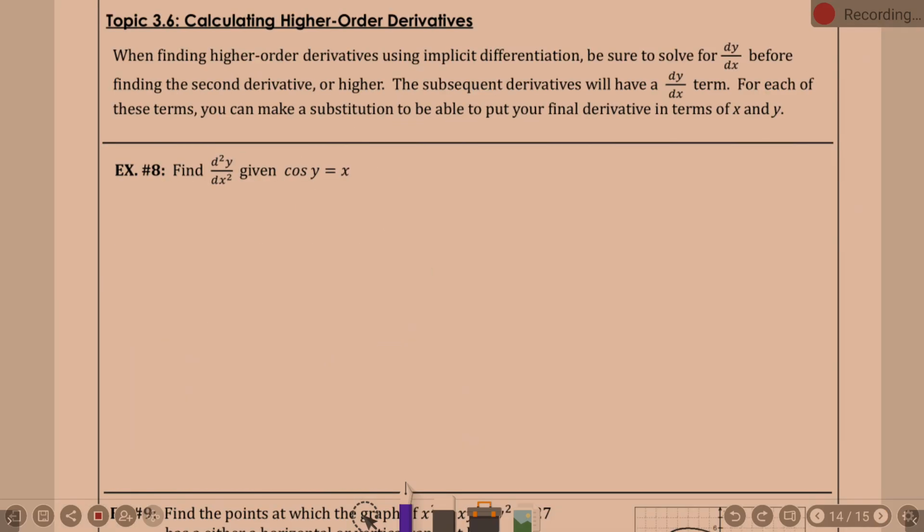Okay. Higher order derivatives. So, this is implicit differentiation when we want more than just a derivative. So in finding higher order derivatives using implicit differentiation, be sure to solve for dy dx before finding the second derivative or higher. The subsequent derivatives will have a dy dx term in them, and for each of these terms you can make a substitution to be able to put your final derivative in terms of x and y. So it's basically just do what we've been doing and then find the second derivative of it, right? Kind of. Do what you've been doing, find the second derivative, and then you'll have to also plug that first derivative into the second derivative a little bit.